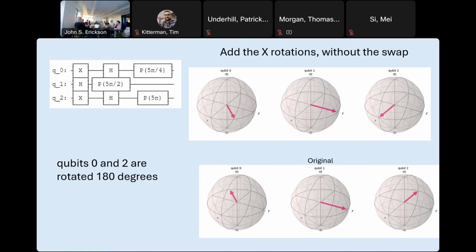Now, again, we start with that circuit that we just had, and we don't put the swap out here, but we put the two X's at the beginning to figure out what they're doing, okay? So we add the X rotations without the swap, and the result is that, well, the first one is now flipped by 180 degrees, and so is the last one. And the middle one stays the same, okay? So these X's are flipping 180 degrees. Again, big surprise. That was what they were supposed to do.